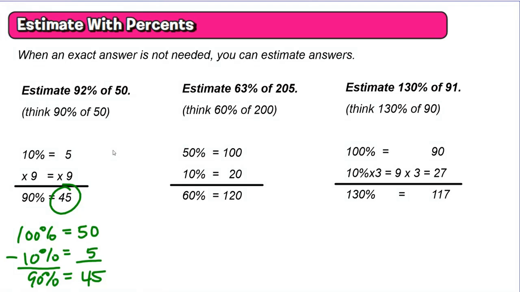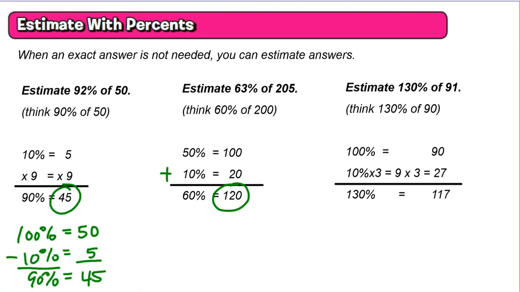Next one, estimate 63% of 205. So here I just kind of rounded these to the nearest multiples of 10. So think 60% of 200. And to get 60%, I did 50% and 10% combination. So 50% of 200 is 100. 10% of 200 is 20. And then if I add those together, I get 60%, which is 120. So 63% of 205 is about 120.